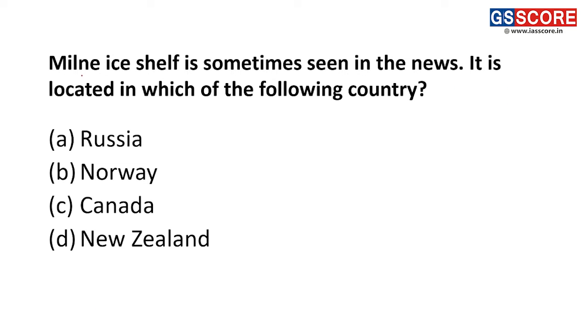Next question is, Milne ice shelf is sometimes seen in the news. It is located in which of the following countries? So options are Russia, Norway, Canada and New Zealand. New Zealand, there is no chance that an ice shelf will be present. Russia, there can be chances. Norway, there can be chances, and Canada, there can be chances.